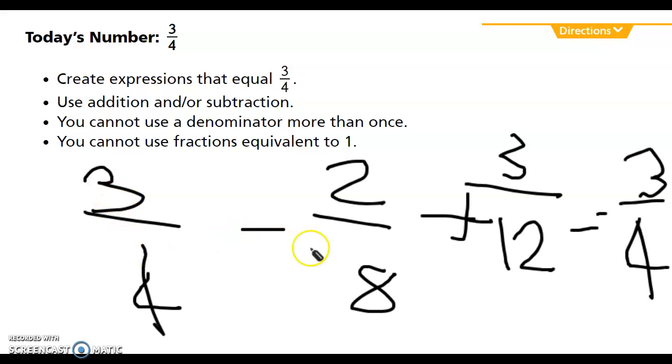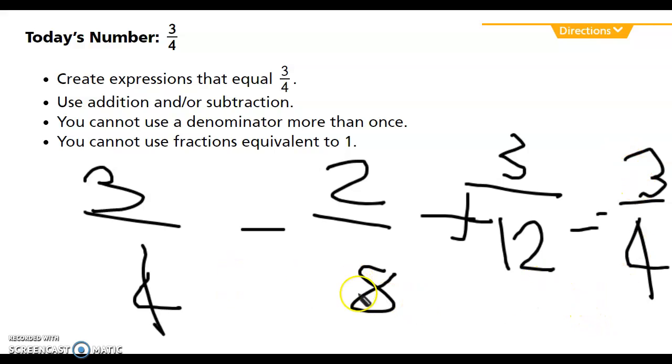So if I think of order of operations from left to right, addition and subtraction are the same thing. So it doesn't matter which one comes first as long as I do it from left to right. So 3/4 minus 1/4, or 2/8, would be 2/4. But then I come over here and I'm going to add 3/12, which is also equivalent to 1/4. So 2/4 plus 1/4 does indeed equal 3/4.